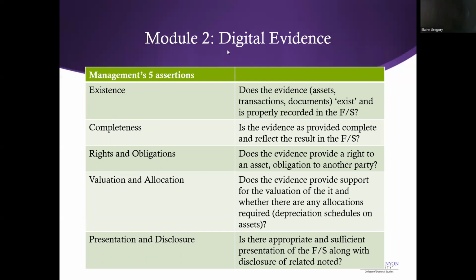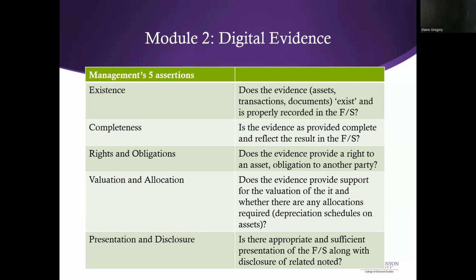Now, when we're looking at the 5 original management assertions, remember back in your early years of accounting, you had the 5 assertions: existence, completeness, rights and obligations, valuation and allocation, and presentation and disclosure. Believe me, this will be on your CPA exam. So some of the questions we have to ask ourselves under each of these is, 1, does the evidence exist in the IT system? And is it properly recorded in the system so that it results in the financial statements?